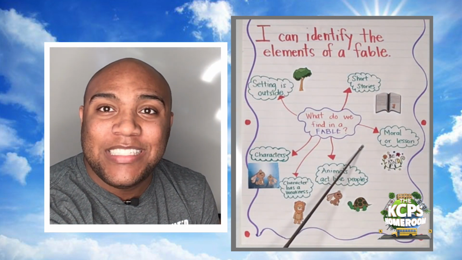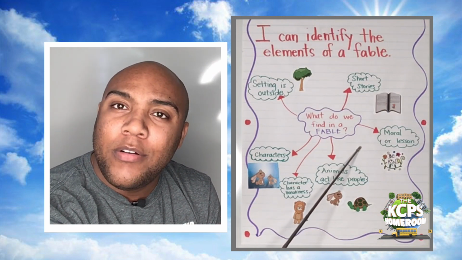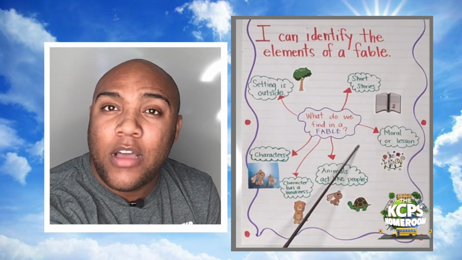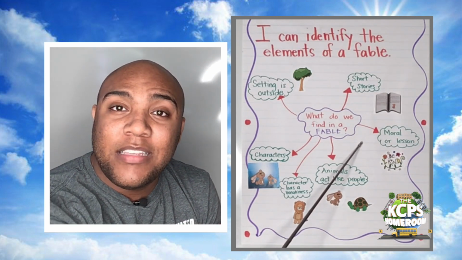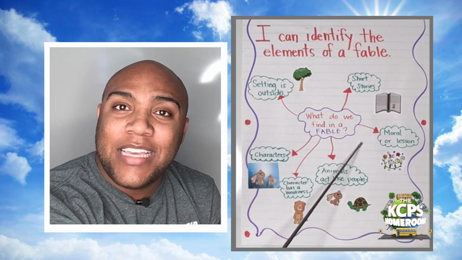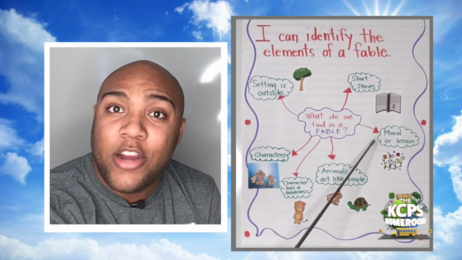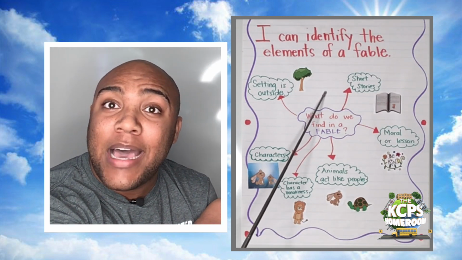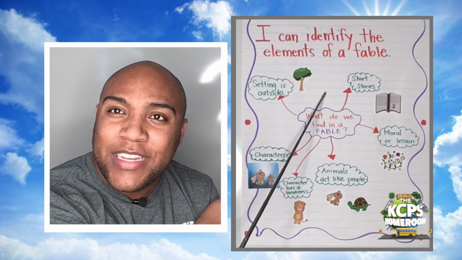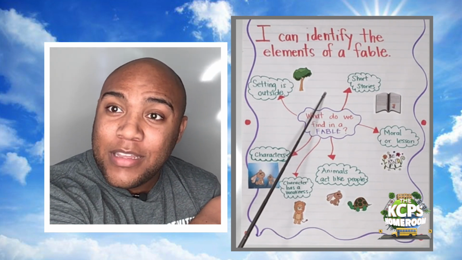Last but not least, let's think about the moral in the story. The moral or lesson is what the author wanted us to learn or take away. So, in this short story, the lesson was that even the smallest creature can help the largest creature. I hope that you realized that this was a short story. Why don't we try again with another fable?